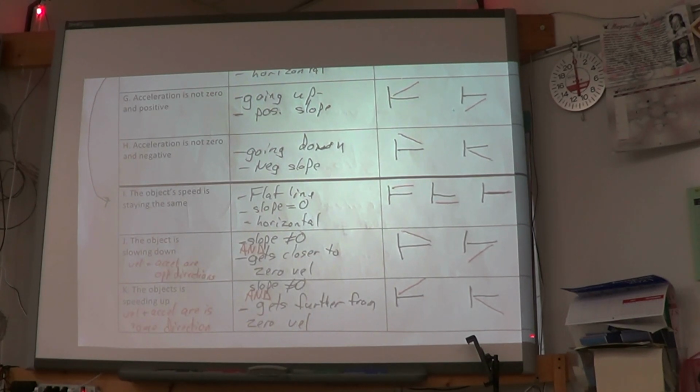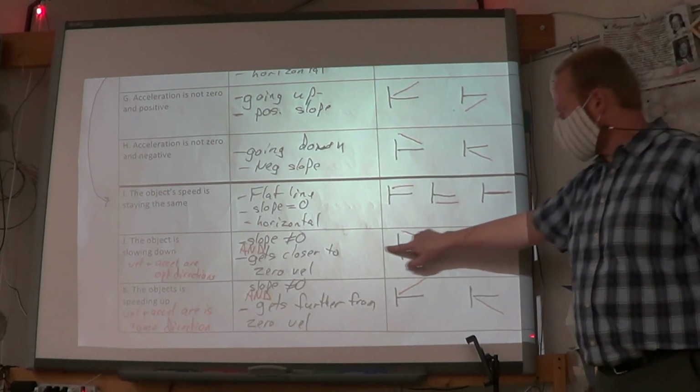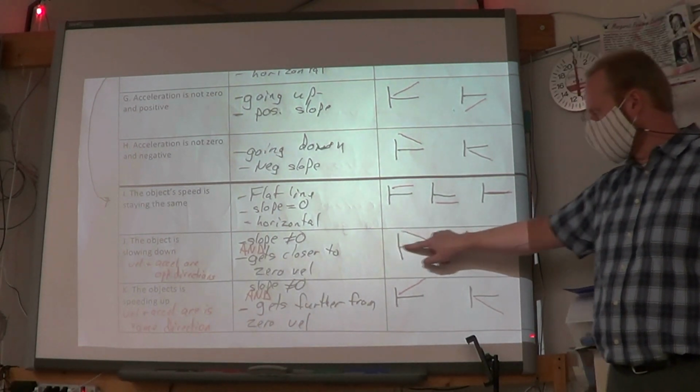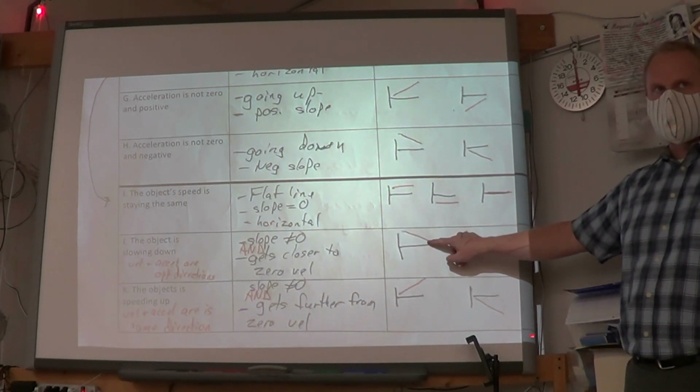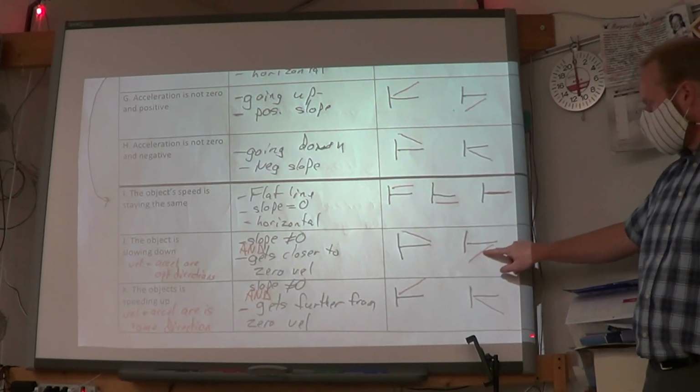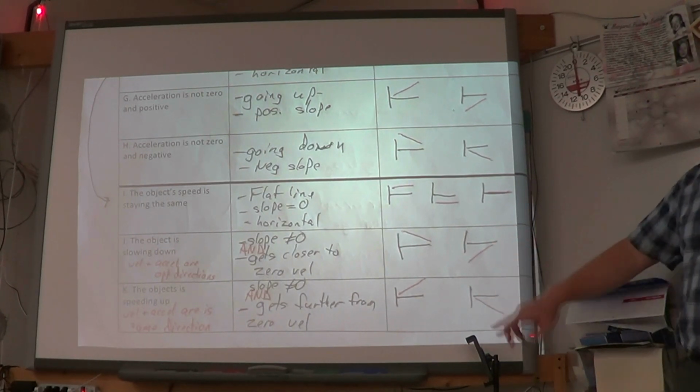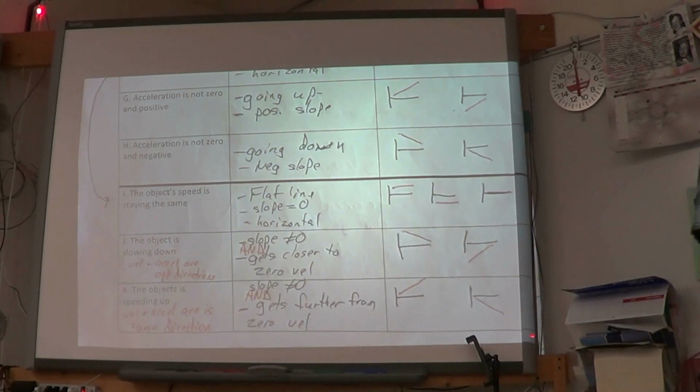Okay, so an object is slowing down versus an object is speeding up. Remember, this right here is 0 meters per second. If we're getting closer to 0, that means we're slowing down. We slow down when it approaches the 0 mark.